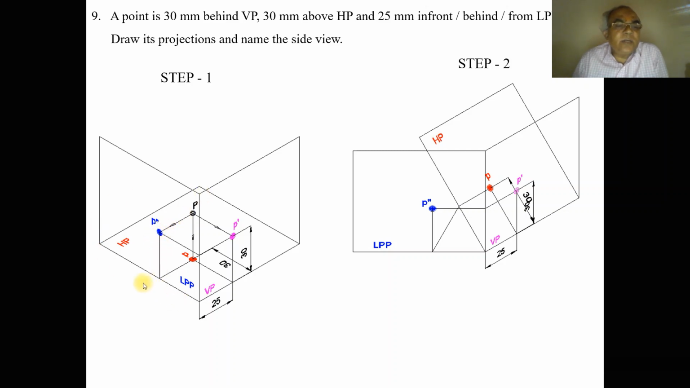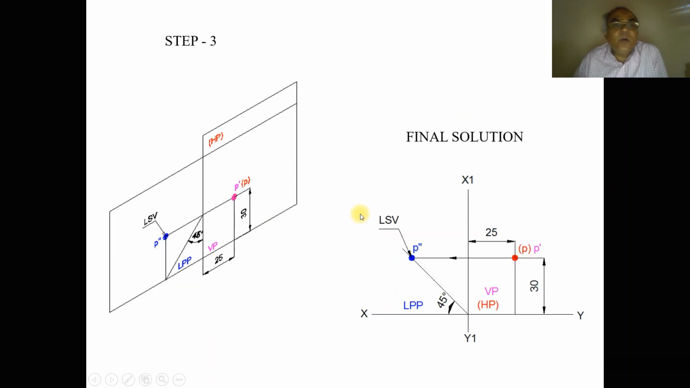When you cut it and open it, HP and VP will overlap and LPP will come to the left side. As it is rotated, its image also gets rotated. Here we can see the intermediate position of both VP and HP as we rotate. In the third position, you can see both VP and HP overlapping, and LPP comes on the left side.